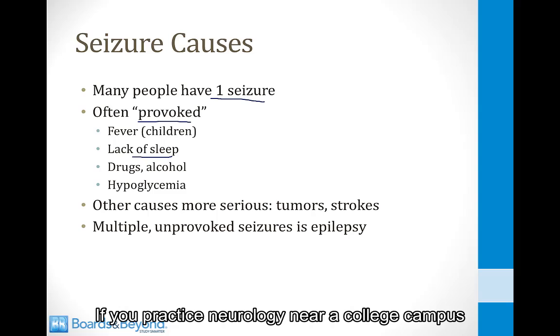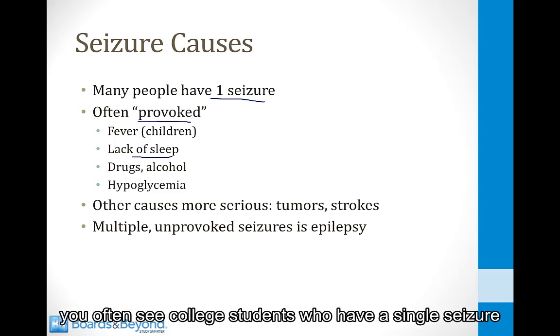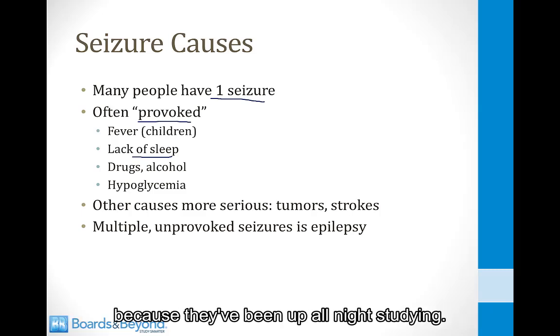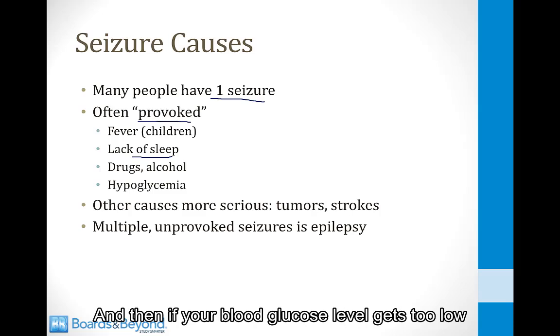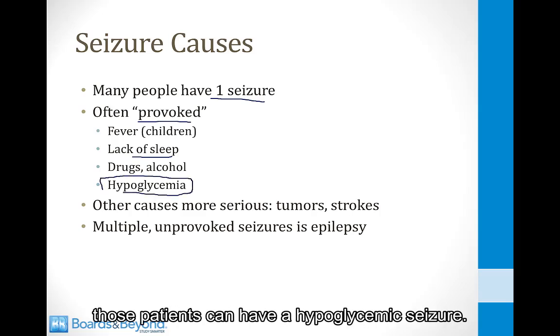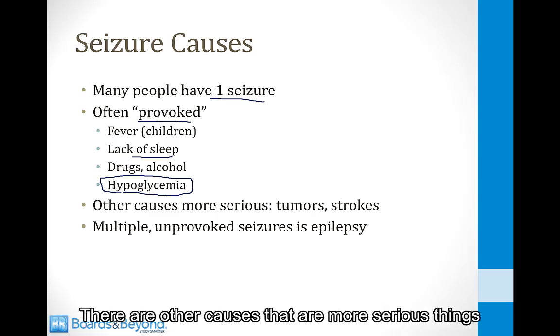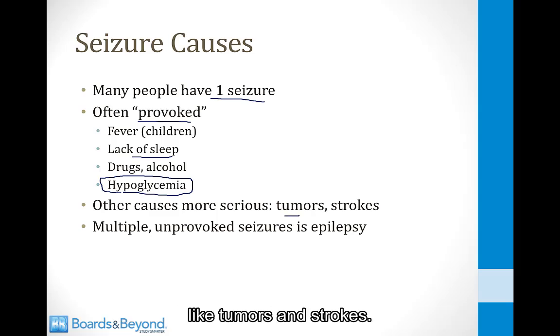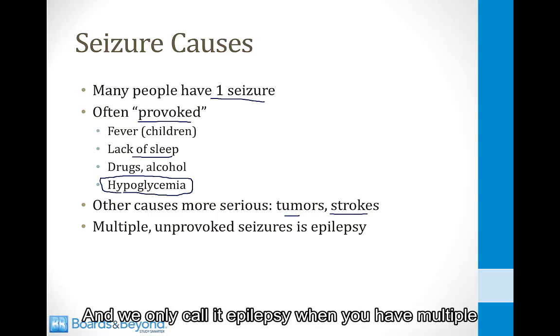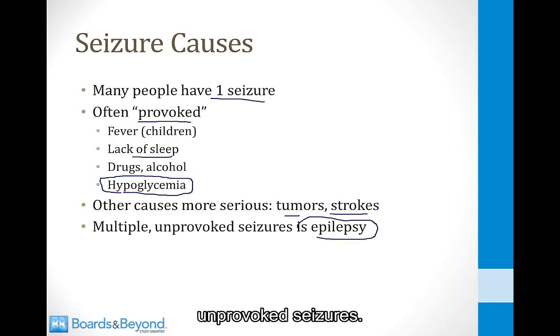If you practice neurology near a college campus, you often see college students who have a single seizure because they've been up all night studying. Drugs and alcohol can provoke seizures, and then if your blood glucose level gets too low, those patients can have a hypoglycemic seizure. There are other causes that are more serious, things like tumors and strokes, and we only call it epilepsy when you have multiple unprovoked seizures.